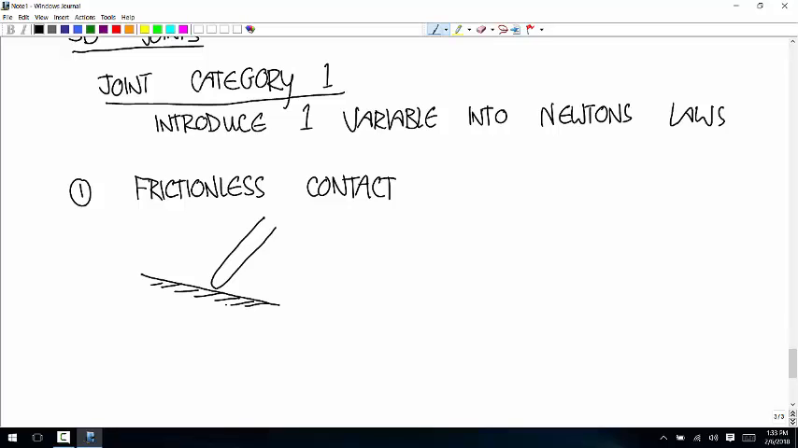And then it's totally free to rotate. It can rotate like this. It can rotate like this. It can rotate like this. And so the only thing it does is prevent translation into the surface.